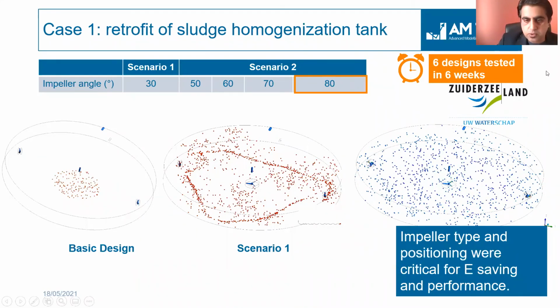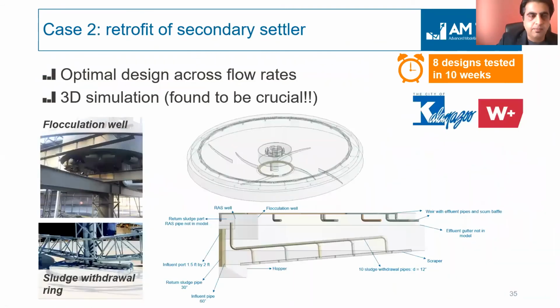Yeah, so impeller type was checked and positioning was checked, which is very critical for the energy consumption. And this is another example of a full-scale secondary settler in the utility of Kalamazoo in the US. The question was they were looking at the secondary settlers. They wanted to increase the capacity of them, but they were not sure if the current design would hold up. So our task was to first do the simulations and see if the current design is optimal, and maybe increase the capacity and the loading on the settler and try to optimize the performance under the high load conditions.